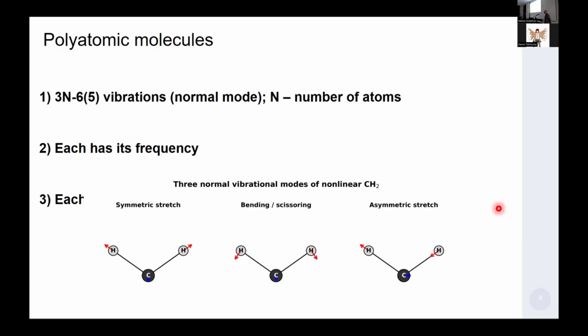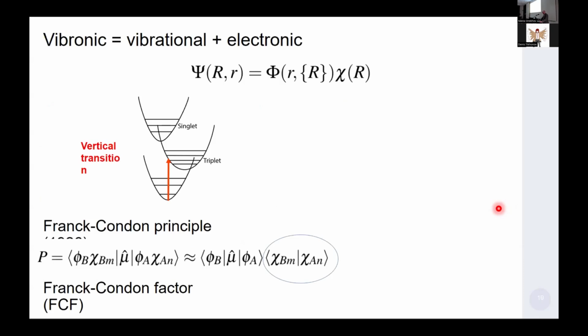So if you have polyatomic molecules, that's also very well known. We have 3n-6 modes of vibrations. Each has its own frequency, and each has its own shape. That is the normal mode, and let me show you the simple 3-atomic carbene, CH2. It has 3 modes, exactly the same shapes of vibrations as the water, which will be important for further applications. So 2 stretches, 1 bend.